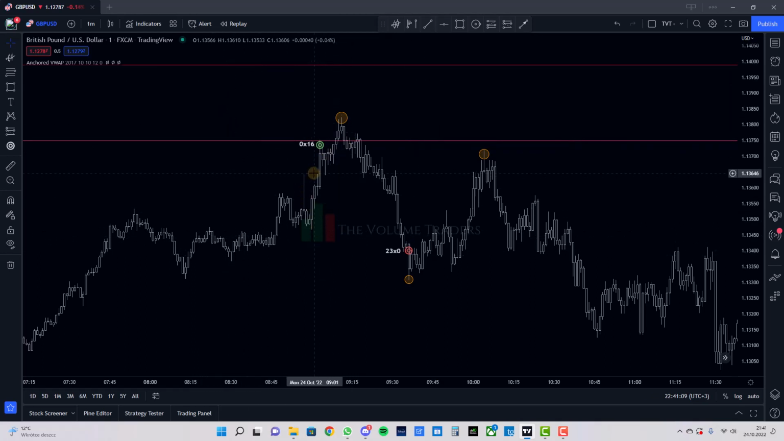And then price moved up and started to drop. So it even broke the bullish imbalance once again. So here is our break of structure.